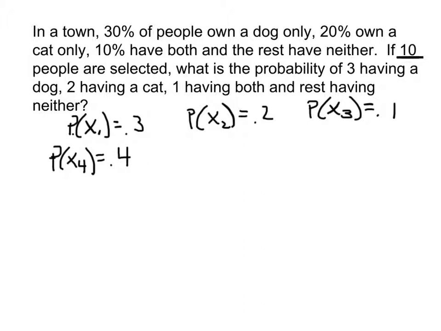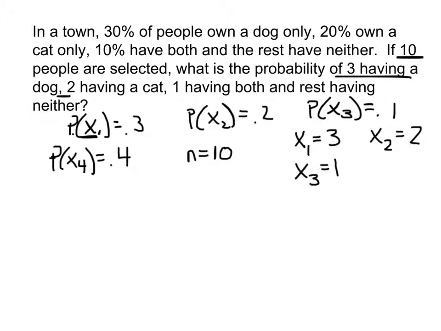Well, we're looking at 10 items here, so my n value is going to be 10. Then they're asking me for 3 having a dog. Well, that's the situation here, x1. So x1 in this case is 3 of the 10. 2 having a cat, so my x sub 2 is 2. 1 having both, and the rest, which, 3 plus 2 plus 1 is 6, out of 10, would have nothing.